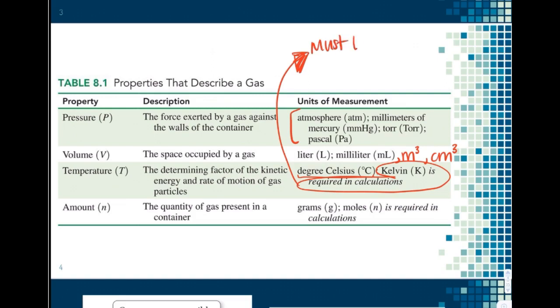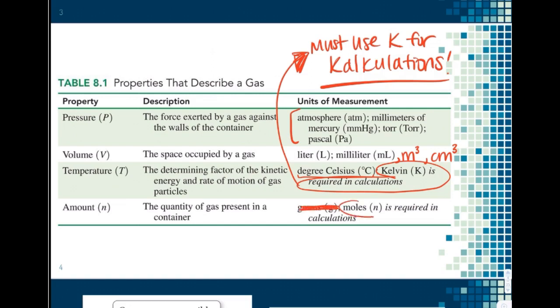So you must use Kelvin for calculations, and I'm specifically putting K's in that word. You must use Kelvin for calculations. Then the last thing we're going to look at is the amount, and we're looking at amount could be grams, but I really want you not to think about it in grams. Moles is what you're going to be using in your calculations.